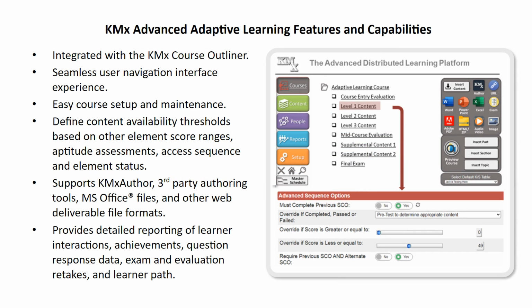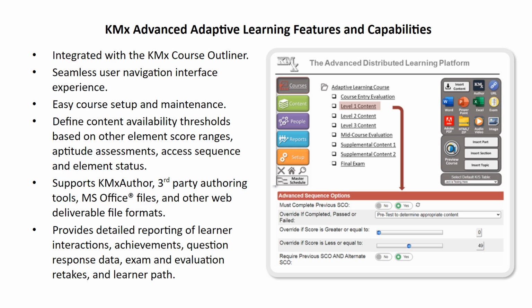KMx Advanced Adaptive Learning features and capabilities. Advanced Adaptive Learning is fully integrated with the KMx Course Outliner and provides a seamless user interface experience with easy course setup and maintenance. Content availability thresholds can be defined based on score ranges of other elements, aptitude assessments, access sequence, and status of elements.